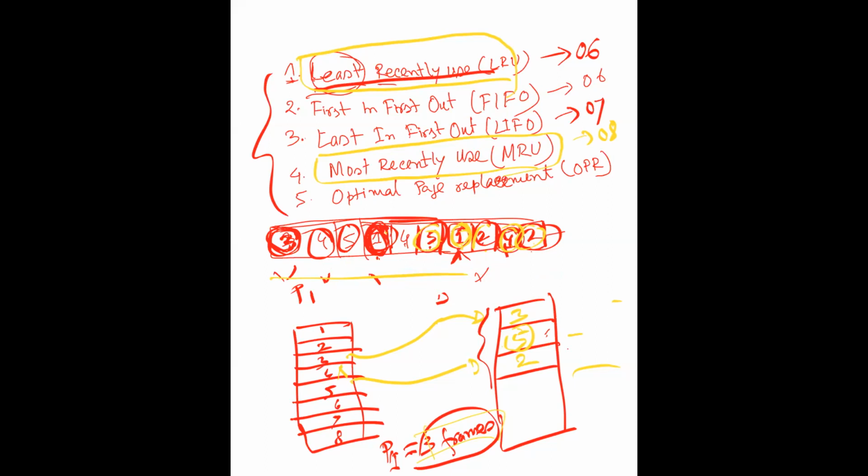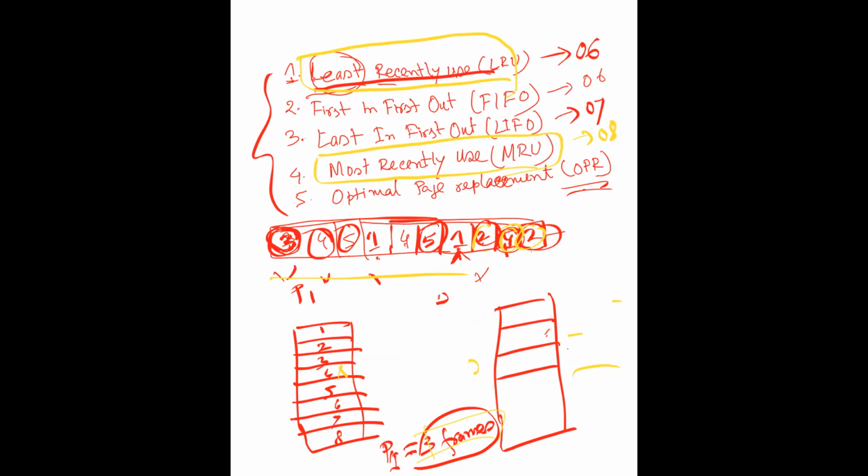We have this data. Let me clear some parts. Here is frame one. Here is page 5. This is page 5. This is 1. This is 2, 4, 2. Okay, now how does OPR work? Let's see how OPR works. We have the same thing.